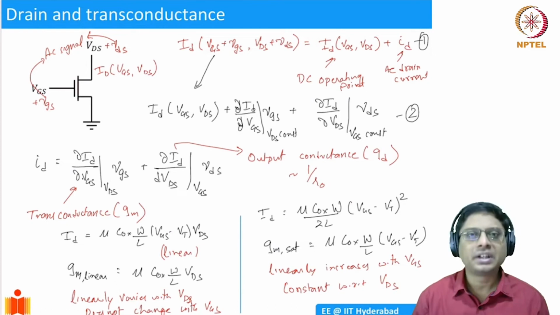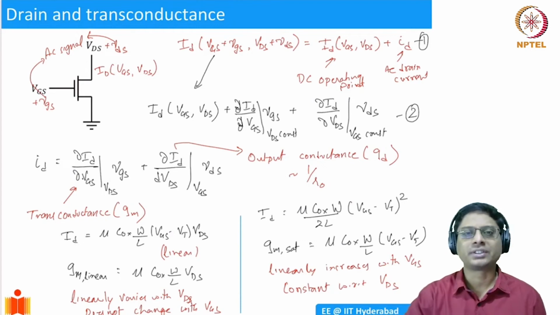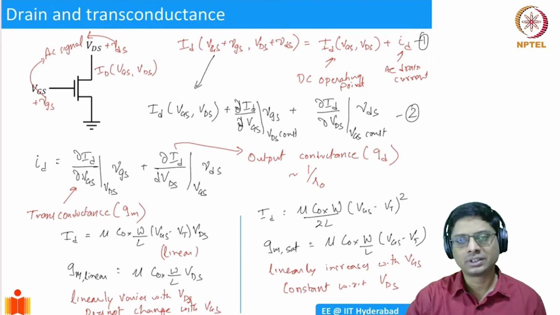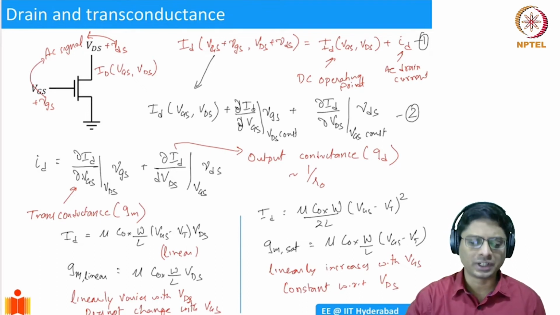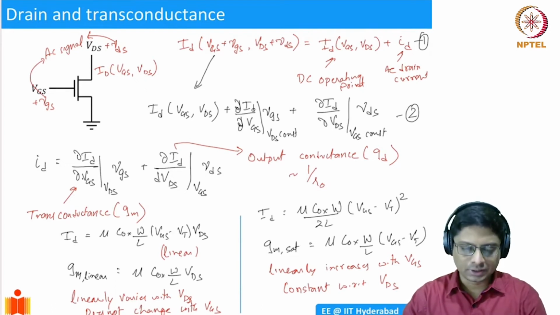Depending on how the MOSFET is biased, you can have varying transconductance and output conductance. These parameters are very, very important for analog circuits. Whenever you have a small signal equivalent that you want to analyze, this is going to play a very important role.